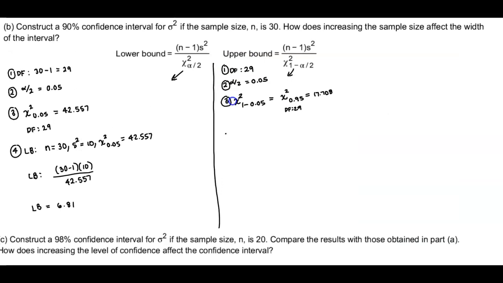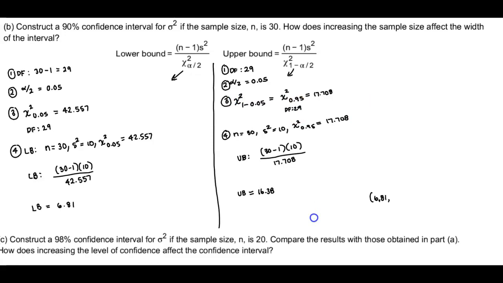And so again, we know that n is equal to 30. We know that the variance is equal to 10. And now we know that the chi-squared of 0.95 is 17.708. Okay, so using our formula, we have 30 minus 1 times the sample variance divided by the critical value of 17.708. And therefore, the upper bound, rounded to 2 decimal places, is 16.38.